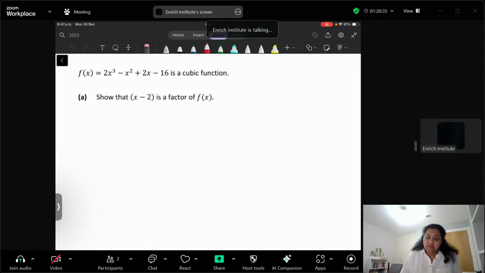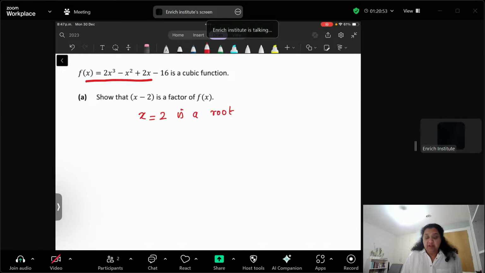Okay, so what I have here is a function f(x), which is a cubic function. Show that x minus 2 is a factor of f(x). So if x minus 2 is a factor, what should you do? x equals 2 is a root.